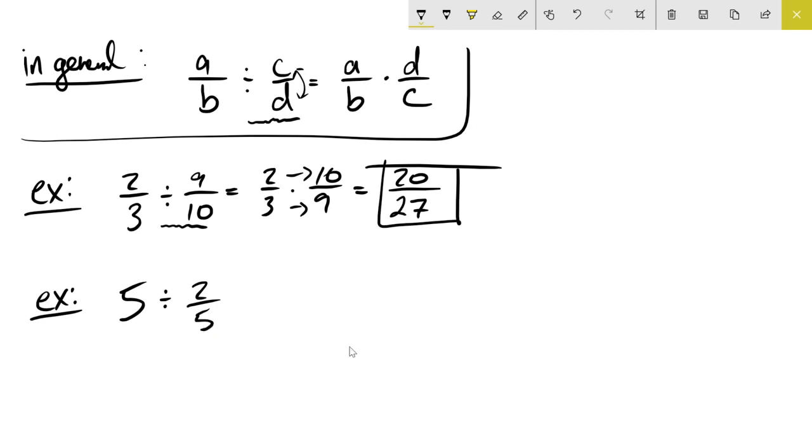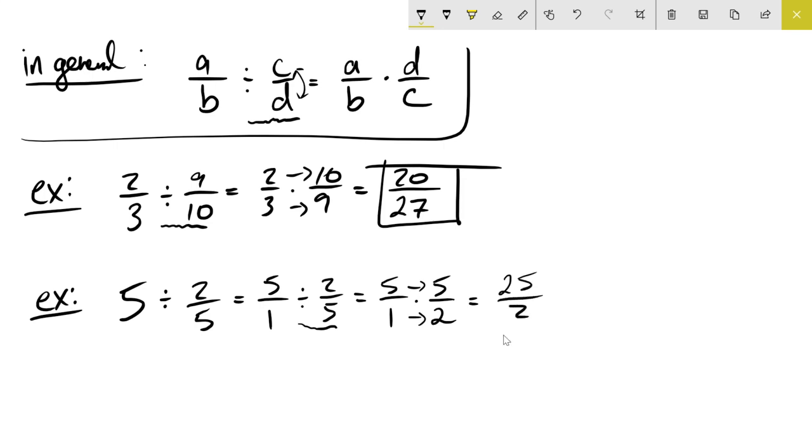Okay. There are 2 things you need to do to make this look nicer. What's one of the things we've got to do? First off, we'll rewrite 5 as a fraction, 5 over 1. And then, because we have division of a fraction, we immediately rewrite that as multiplication by the reciprocal. Then it's just straight across. If you multiply this straight across, what do you get? 25 on top over 2 on the bottom. Okay, so that's a reasonable answer.